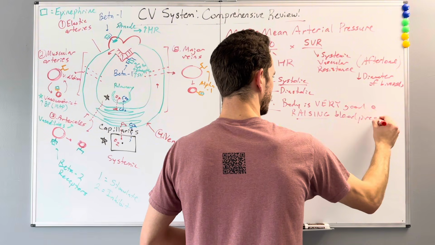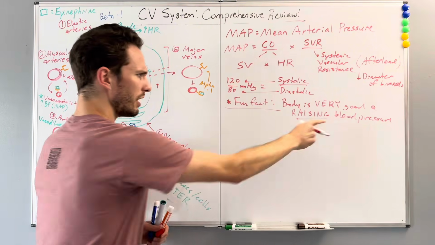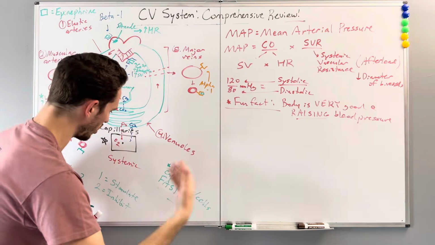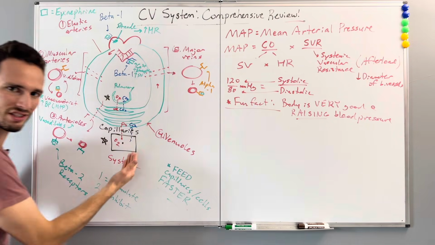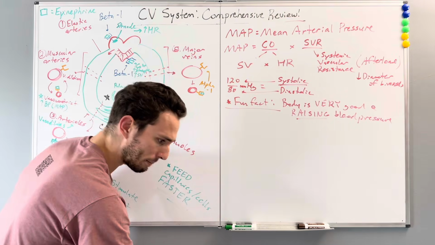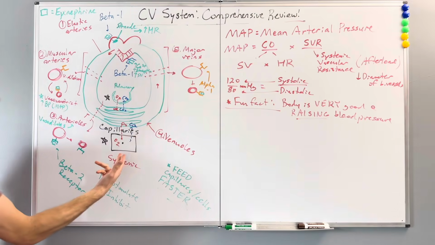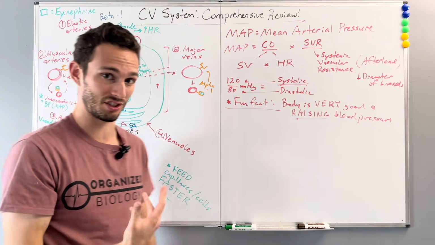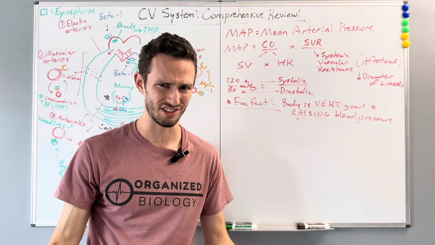Okay, why would that be? Because blood pressure, again, is a measure of how well we're feeding these cells. So if blood pressure drops really rapidly, it basically means we're not feeding our cells very successfully and we could die very fast.